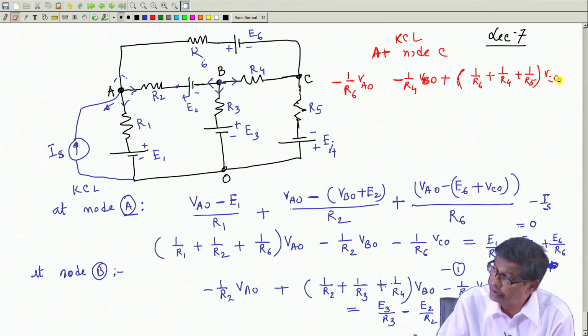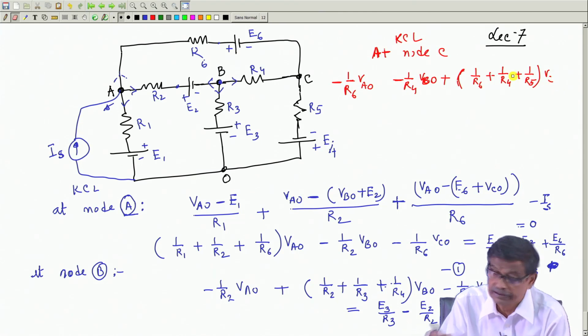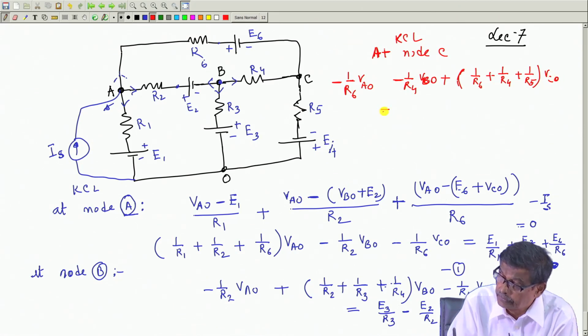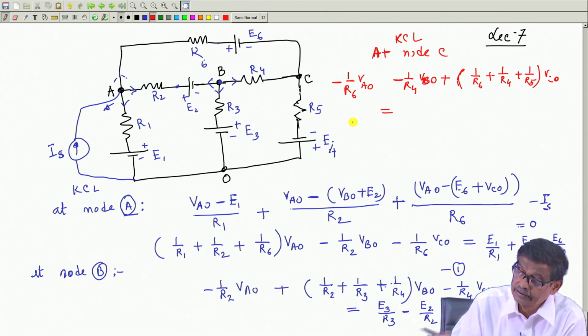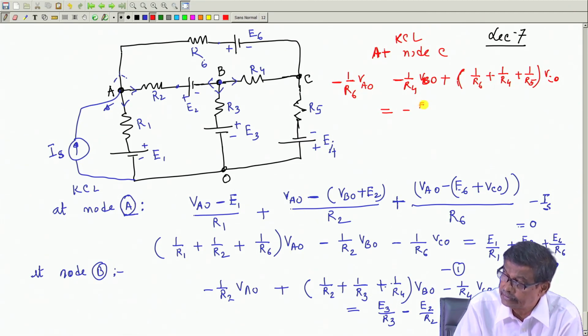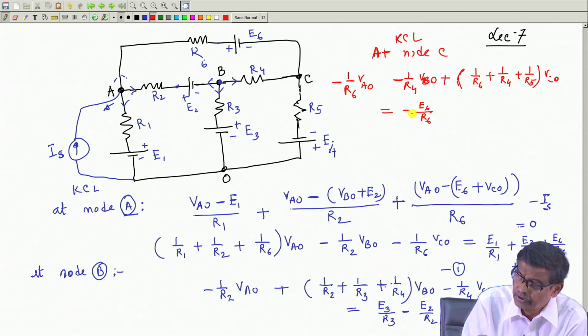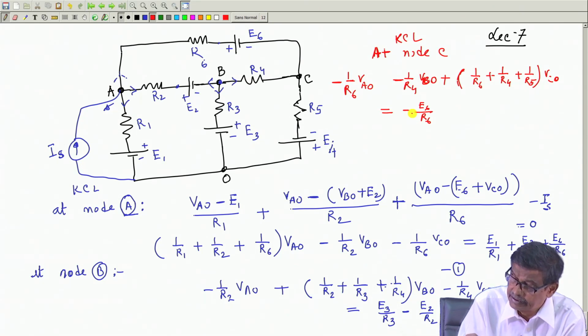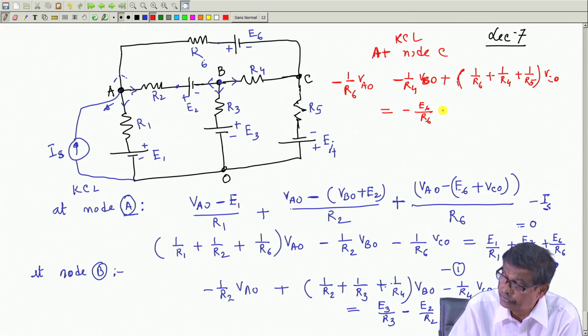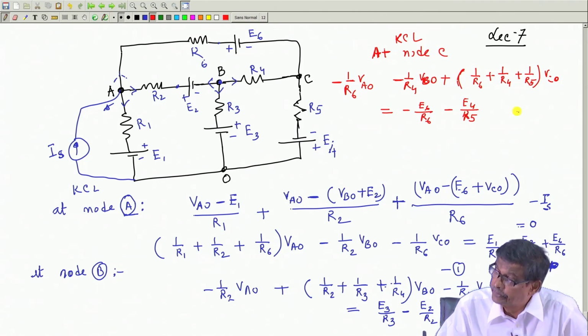And this is VCO. This will be equal to the right hand side sources. So, at node C, E 6 by R 6 will appear, but negative is connected to C. So, it should be minus E 6 by R 6, this will be the current. In this branch, no resistance, no term appears, no source is present. Here in this case, it will be once again minus connected to C. So, minus E 4 by R 5. So, this is the third equation.